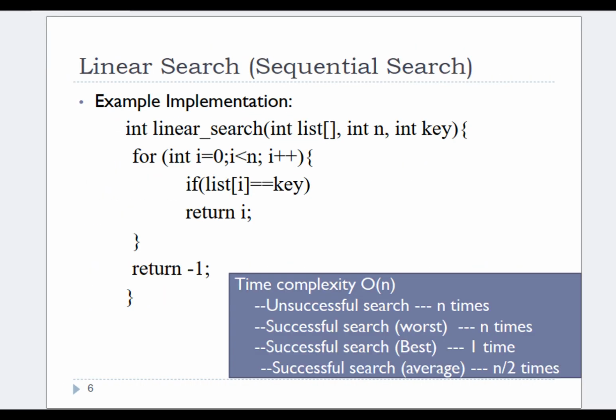Linear search, sequential search, example implementation. int linear_search(int list[], int n, int key) { for (int i = 0; i < n; i++) { if (list[i] == key) return i; } return -1; } Time complexity: O(n). Unsuccessful search: n times. Successful search, worst: n times. Successful search, best: 1 time. Successful search, average: n/2 times.